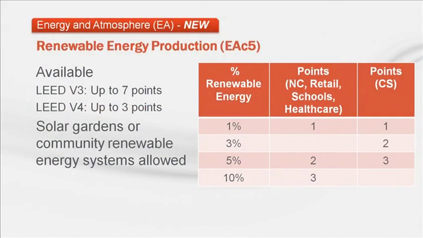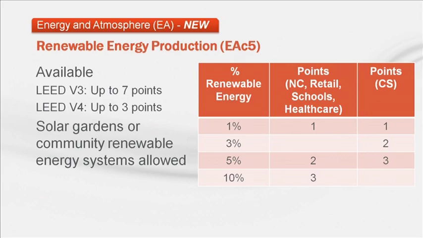Renewable energy production credit points were reduced from a possible 7 points in V3 to 3 points in V4. Reallocation to the other credits we've discussed occurred. The 3 points are earned at the levels of renewable energy production shown. Solar gardens or community renewable energy systems are allowed if the project owns the system or has a lease agreement for at least 10 years, and the system is located in the same utility service area as the facility claiming the use.